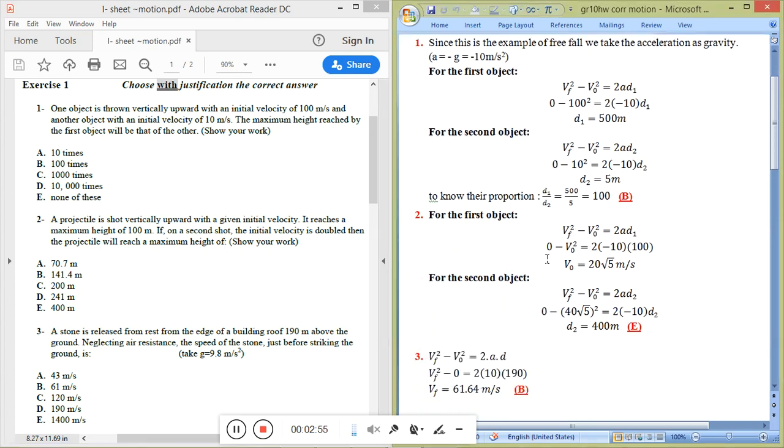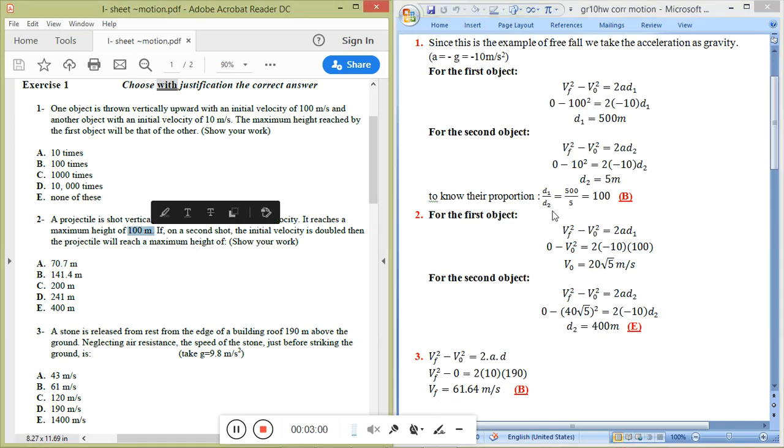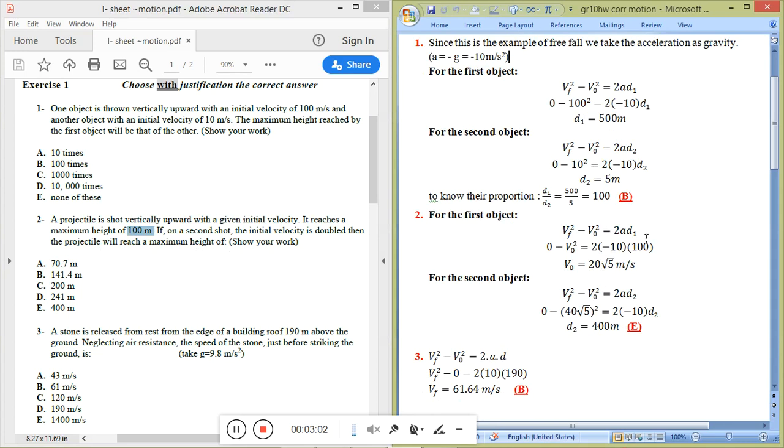So I first calculated the initial velocity at the height of 100 meters, using the time independent equation, taking the gravity as minus 10. V final is also 0 since it stops before falling at the maximum height. So minus V initial squared equals 2ad, where the distance is 100 meters. By calculating, the initial velocity will be 20 radical 5 meters per second. I wrote it in the radical form to keep the answer accurate.